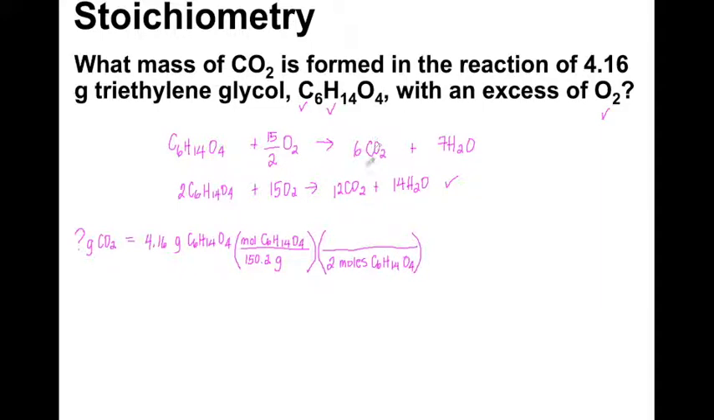C6H14O4. And in the numerator is our target substance, which is carbon dioxide, right? So the coefficient of carbon dioxide is 12. So 12 moles of CO2. Now we have the moles of carbon dioxide. And how can we convert this to the grams or the mass of carbon dioxide? We're going to use the molar mass.